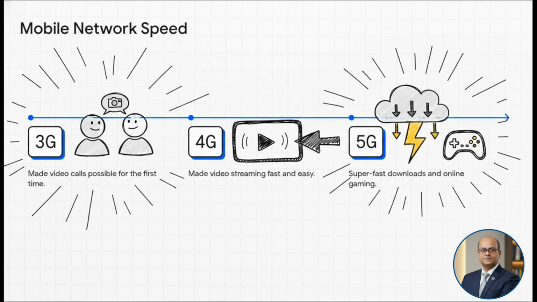With 3G, we could first make video calls. Then 4G came, and we could watch videos on YouTube without any buffering. It was fast and easy. And now 5G is here, which is super, super fast. For downloading big files and playing games online, it is the best.